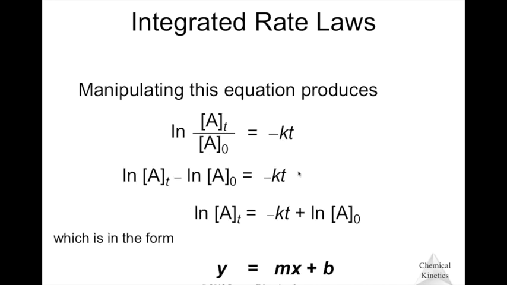And then to manipulate this a little bit more, to make it a form that's probably more familiar to you, our good old y equals mx plus b equation of a line form, this is what it comes out to be: natural log of A sub t equals negative kt plus the natural log of A sub 0.